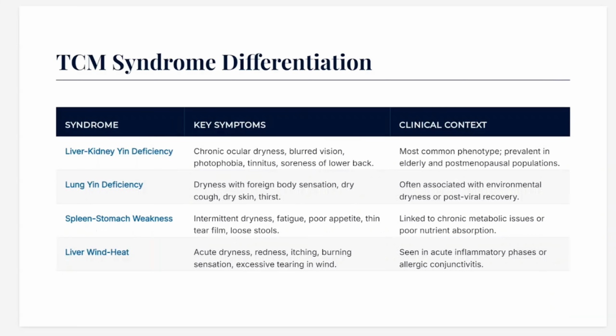Clinically, dry eye patients can be categorized into several common TCM patterns. The most common is liver-kidney insufficiency, often seen in older adults and postmenopausal patients. Lung insufficiency may occur in dry environments or after respiratory illness. Spleen stomach weakness can lead to poor fluid generation and intermittent dryness. Liver wind heat may appear in acute inflammatory or allergic conditions. This differentiation guides individualized treatment strategies.